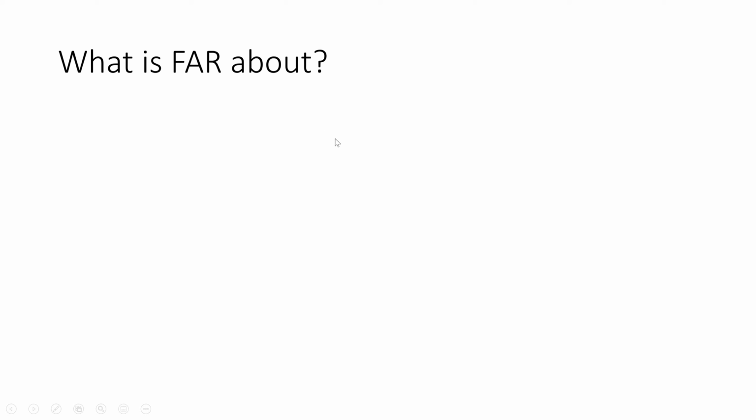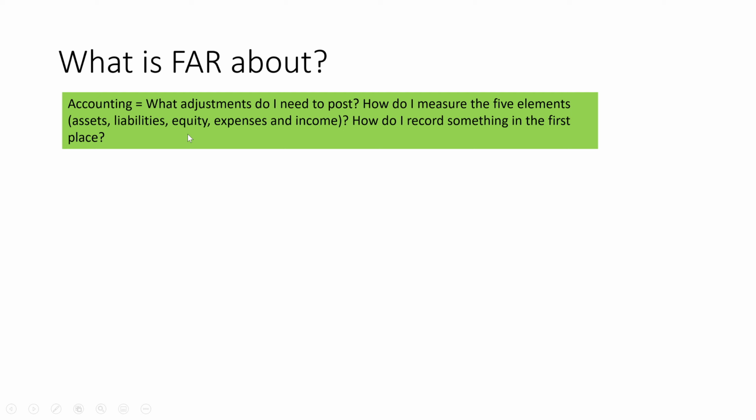So we have to know what FAR is all about, and FAR stands for Financial Accounting and Reporting. Accounting for me means what adjustments do I need to post, what are the debits and credits, and how do I measure the 5 elements? Do I measure them using fair value? Do I measure them using stage of completion? Do I measure them using cost? So that's what the accounting is all about. It's about the numerical side.